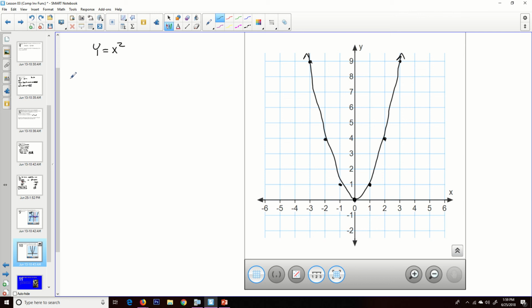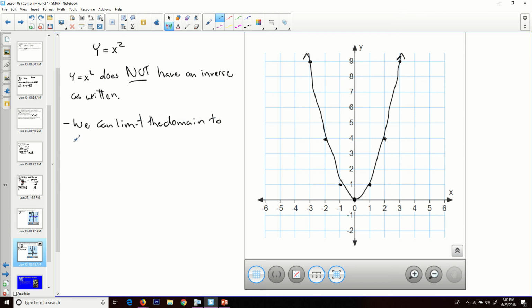So let's put that down there. y equals x squared does not have an inverse as written. W-R-I-T-T-E-N. I think there's two T's. You can correct me in the comments. As written. So what we can do is limit the domain to create a new one-to-one function.